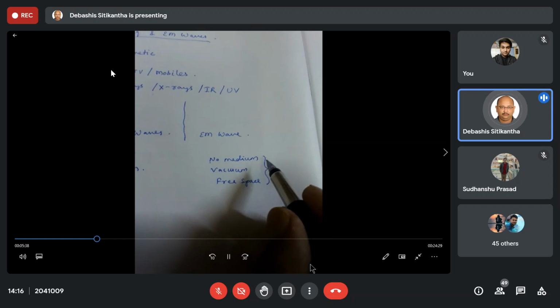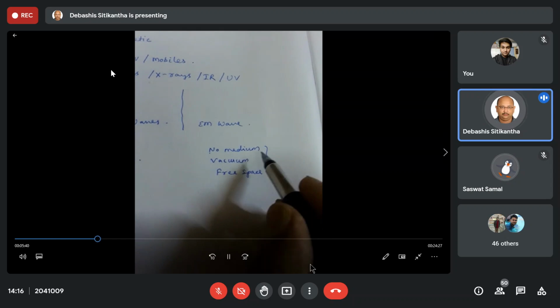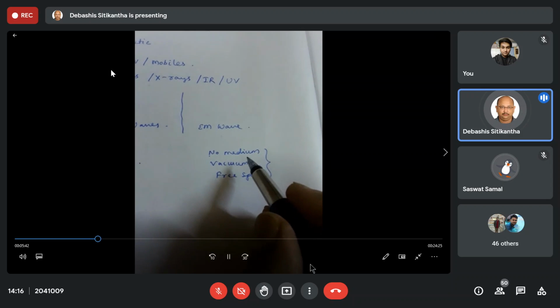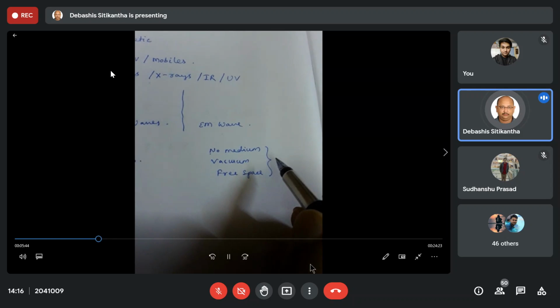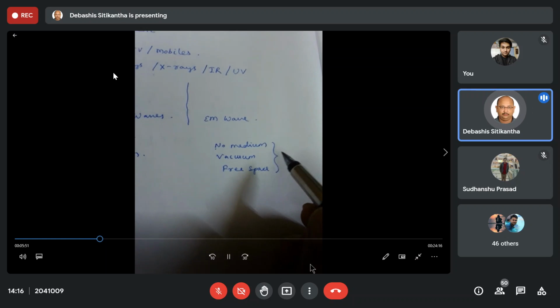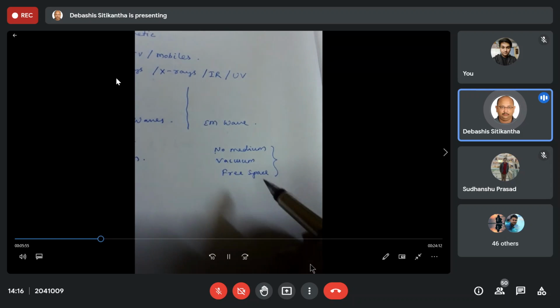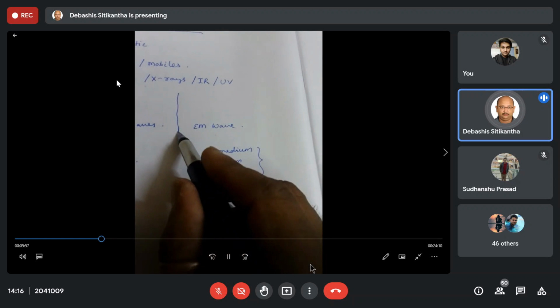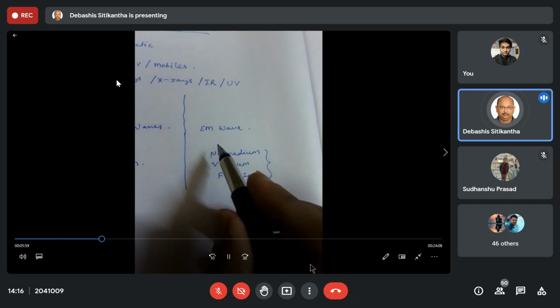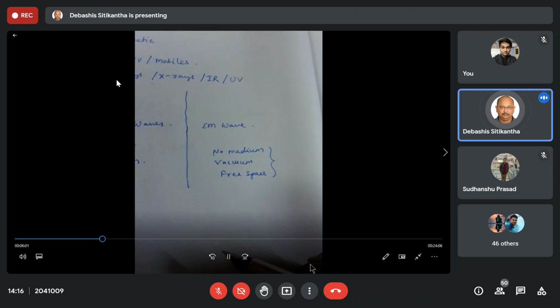That means in space, the cosmic rays or the sunlight that is coming, or the stellar waveforms that are coming in the form of radio signals, none of them require any medium, because space is considered to be vacuum. There is no matter in space. So even if there is no matter, obviously these electromagnetic waves can still pass through it.